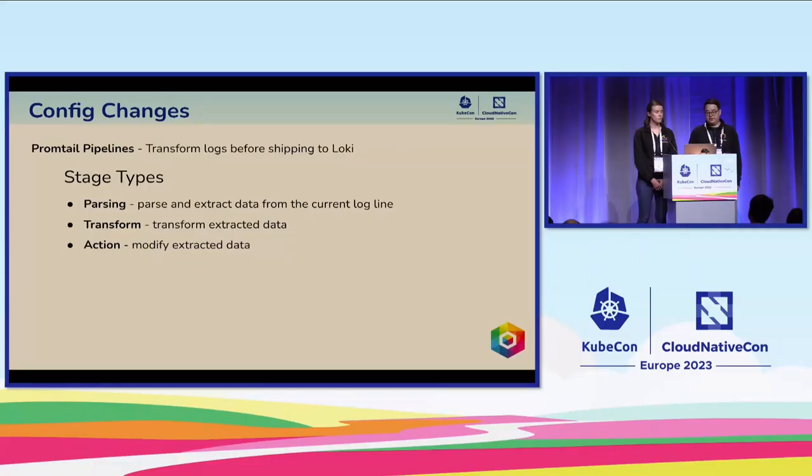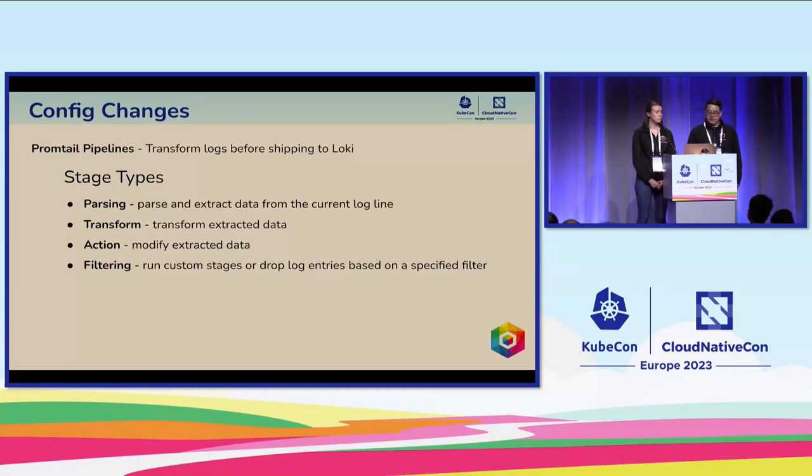The transform stage type is used to transform extracted data from the parsing stage. The action stage type is used to take extracted data from the previous stages and perform one or more modifications to it. The filtering stage type is used to run custom stages or drop log entries based on a specified filter.